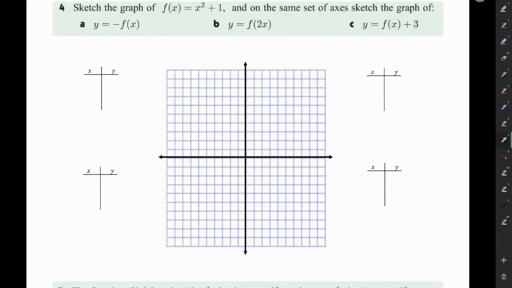If you can, for number 4, I would stop the video and I would try them and then come back when you're ready. All right, so first we're going to graph the original function. I'm going to pick some really easy points. I'm going to pick -2, 0, and 2.